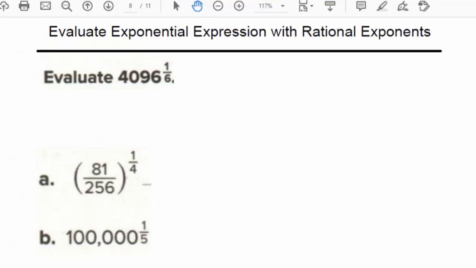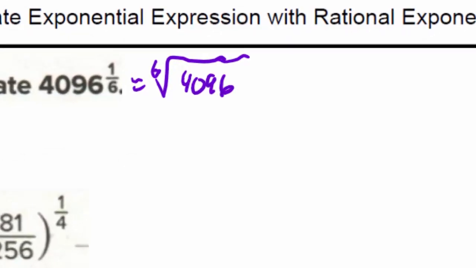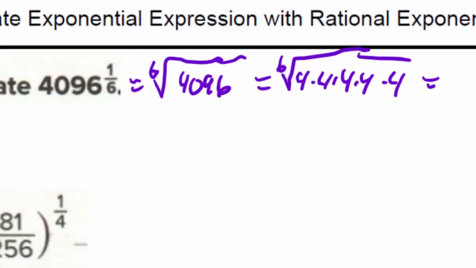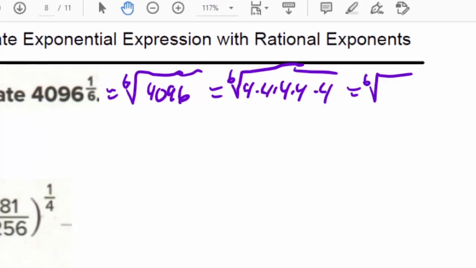So now we're going to evaluate exponential expressions with rational exponents. So to evaluate 4096 to the 1/6 power, that's equivalent to the 6th root of 4096. And I believe 4096 is 4 times 4 times 4 times 4 times 4 times 4, which would be the 6th root of 4 to the 6th power. And this 6th power is canceled by the 6th root, leaving us with just 4.